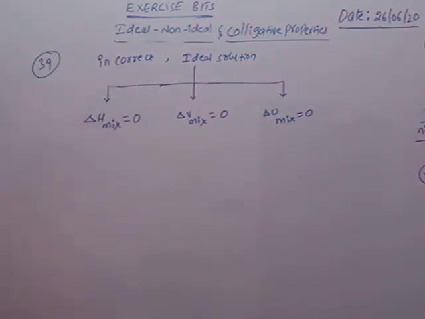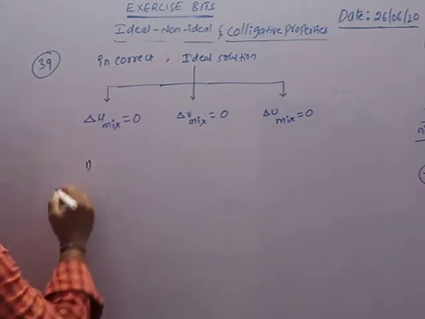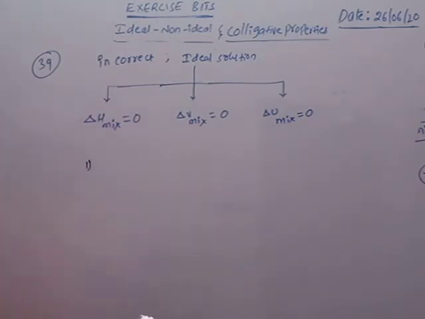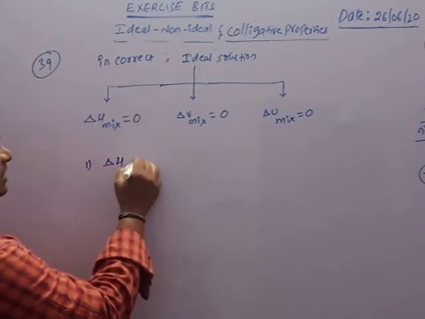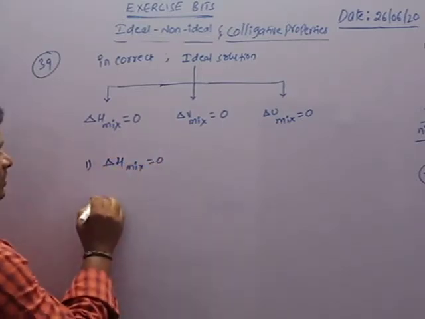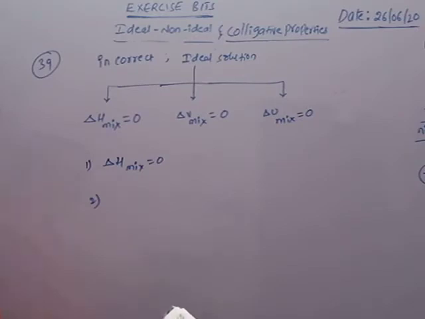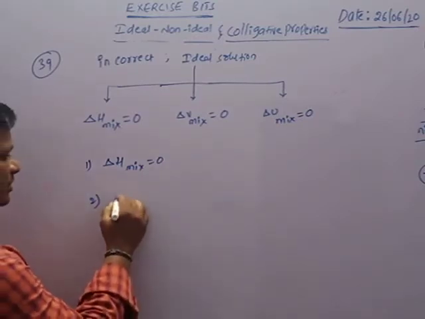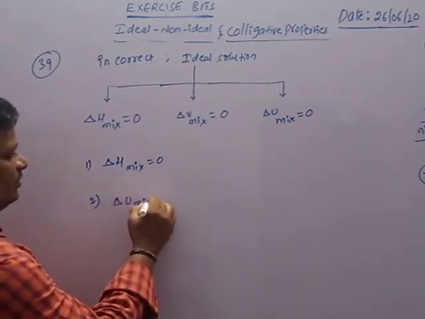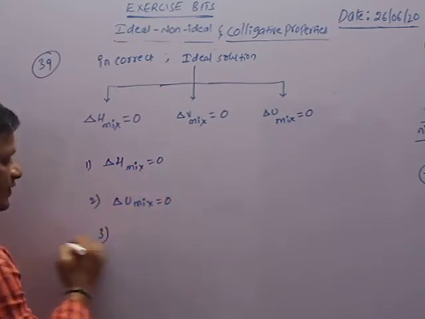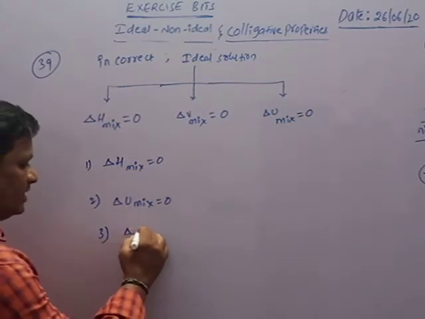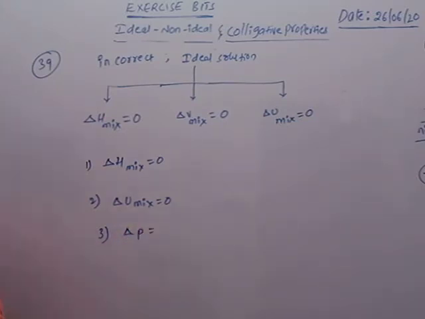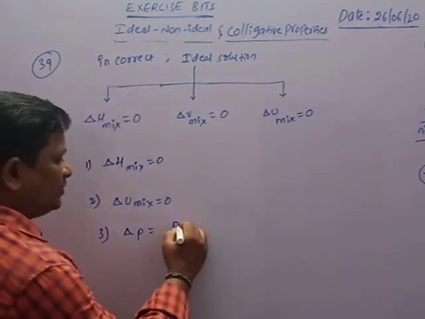According to the options, the first option is delta H mixture equal to 0. The second option is delta U mixture equal to 0. Now the third option is delta P. What is delta P? It is the lowering of vapor pressure. Delta P equal to P observed.